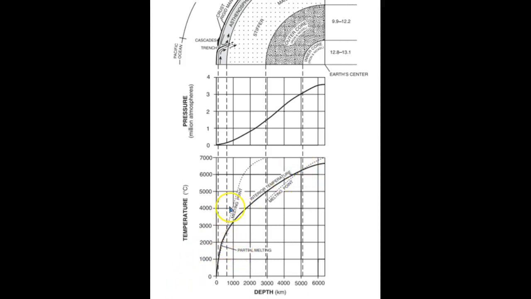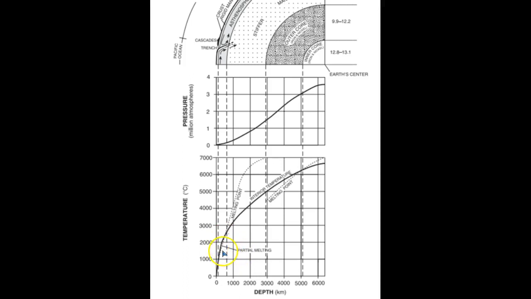Finally, we have these dotted lines. These dotted lines are labeled as the melting point. These dotted lines represent what the temperature would have to be in order for the rock to be melted. So we're looking at this graph line. You can see the graph line kind of meets the melting point line right about here.